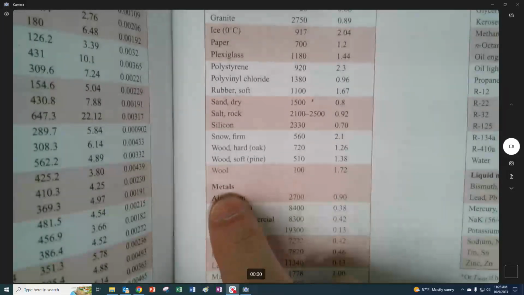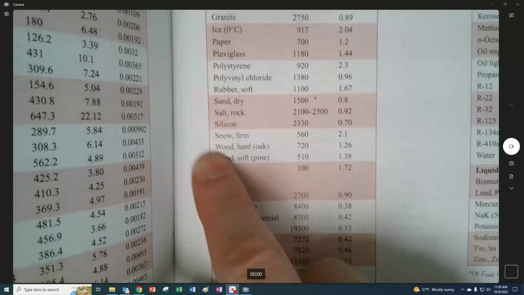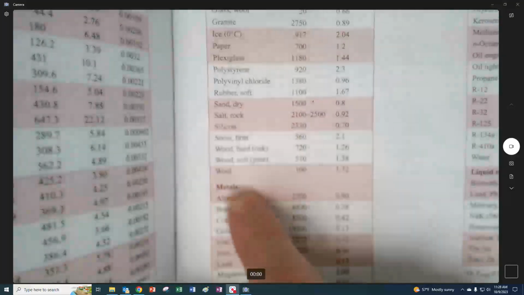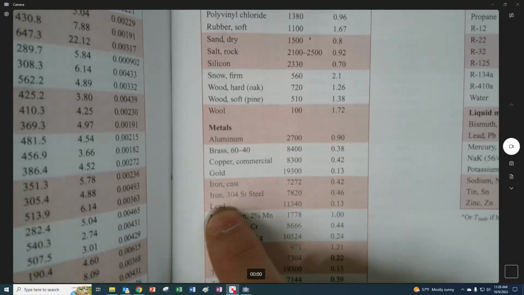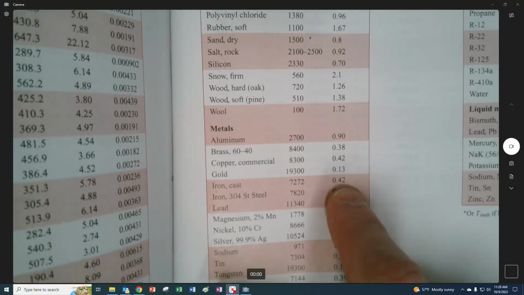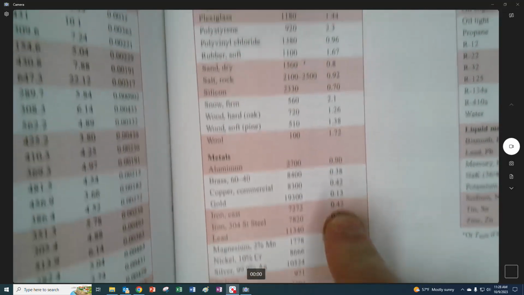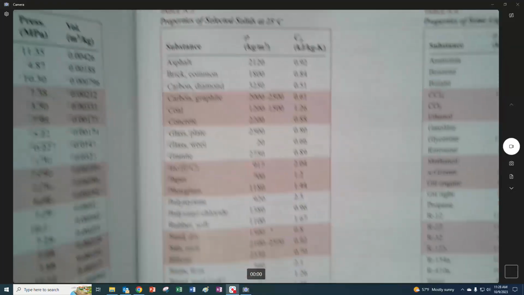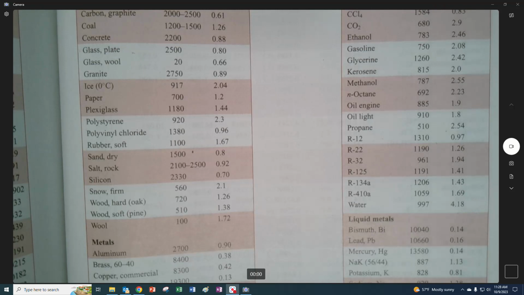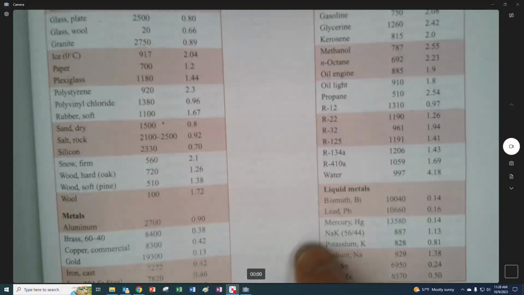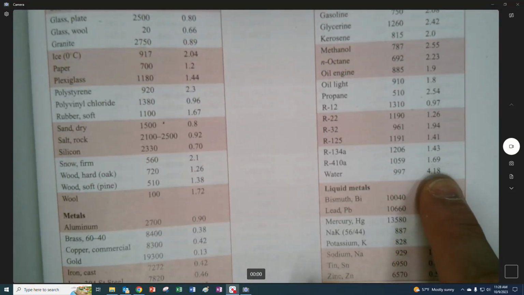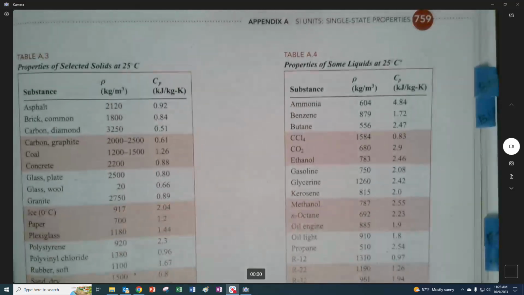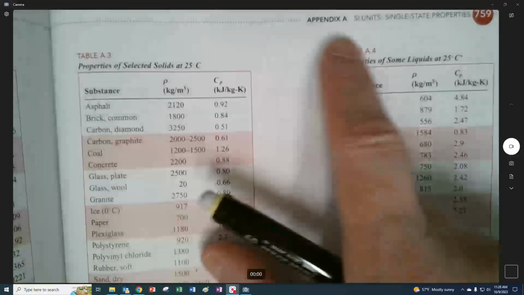Boom. And here is iron somewhere in here. Where'd you go, iron? Oh, it's in the metals, that's why. We have 0.42 is our specific heat. We're calling it CP. And then for water, we did this a minute ago. 4.18 is our specific heat. So this is table A3, table A4.